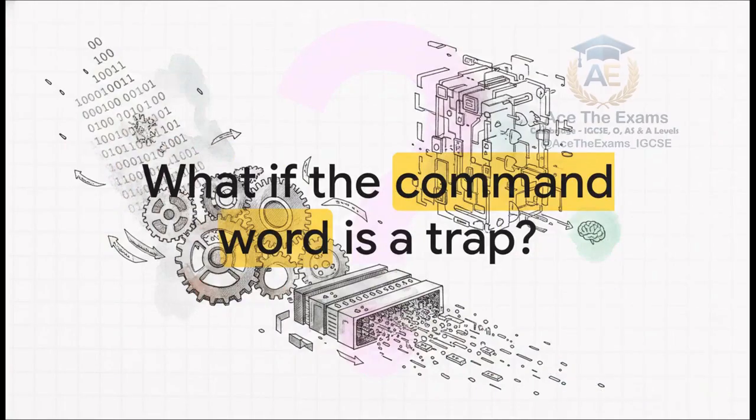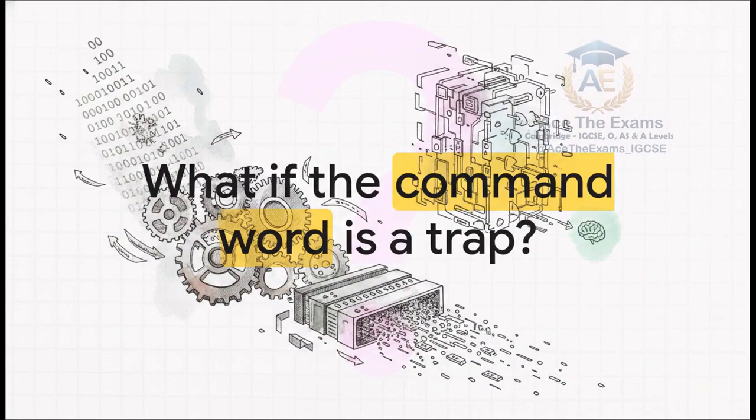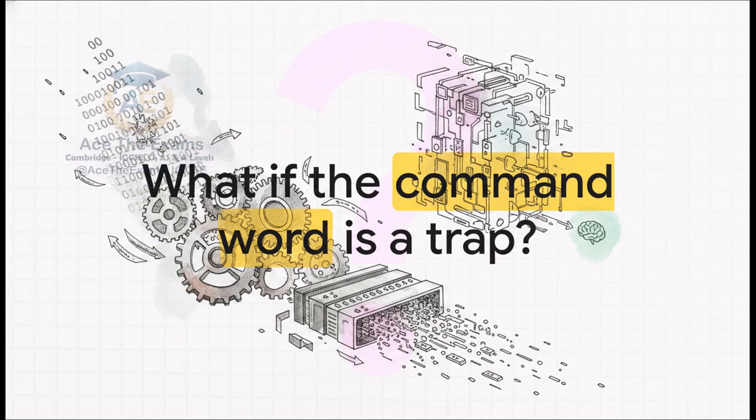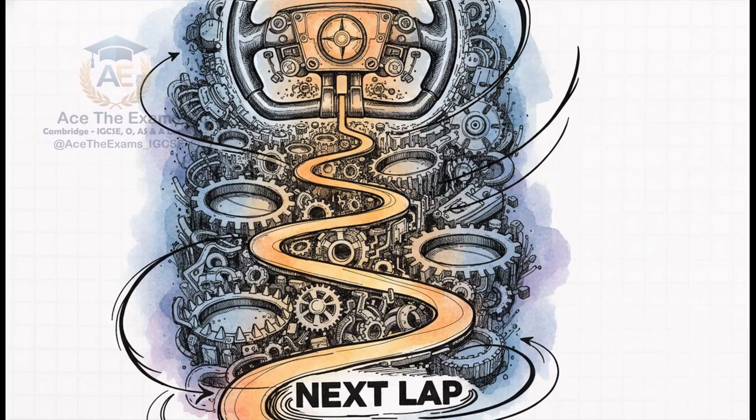All right, so we have successfully locked down the technical mechanics of binary, overflow, and logical shifts. You have the knowledge, but what actually happens when the examiner sets a trap in the command word itself? Think about it. You could have absolutely perfect technical knowledge, but if the question format tricks you into describing when you were actually supposed to evaluate, you're going to leave that exam hall feeling super confident, only to receive 0 marks. See, understanding the math clearly isn't enough if you fall for the structural traps.